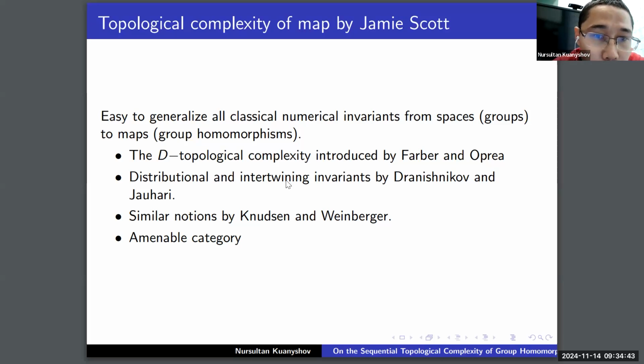These are important because these invariants give lower bounds for the classical numerical invariants for spaces. So once we establish the theory for group homomorphisms, the next step would obviously be to study these invariants. Lastly, I also put amenable category, so you can extend it to the amenable category of group homomorphisms very easily. And that's why I chose Jamie Scott. This is my motivation.